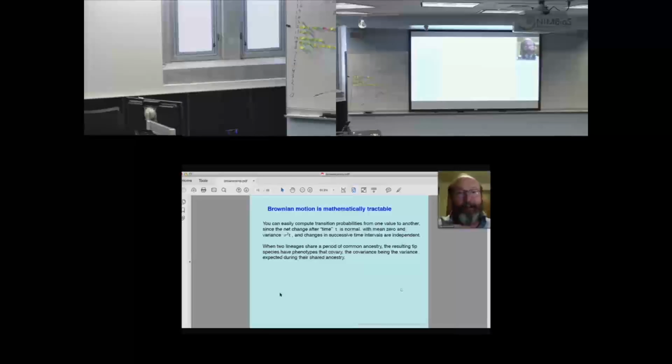They're each normally distributed around their original starting point, but they shared the common ancestor period. And the result is the covariance between the two tips in this single character is the variance that is expected to accumulate during the period of shared common ancestry. So the more common ancestry, the more they covary, and that gives you a pattern of covariances that matches the phylogeny.